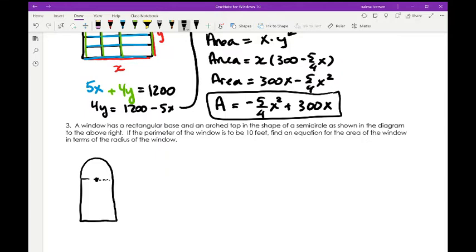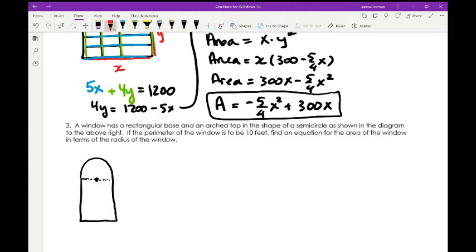So there's the center of my semicircle. And the perimeter of the window is to be 10 feet. Find an equation for the area of the window. So here's the thing. Now you've got two pieces. You've got a semicircle up here, and you've got the rectangle at the bottom.